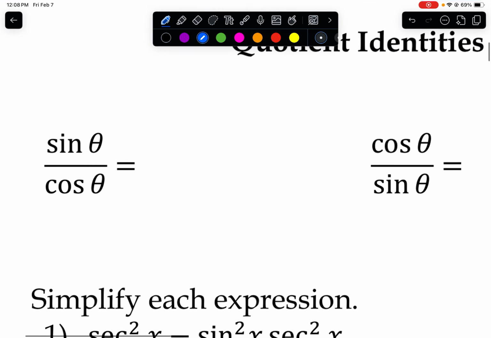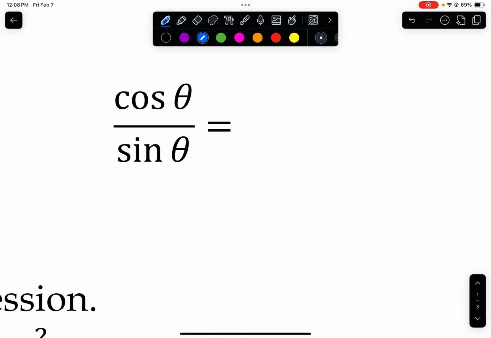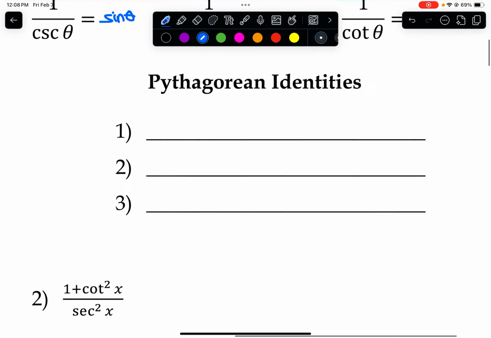Now we're going to go through the quotient identities. With quotient identities, sine theta over cosine theta is going to give you tangent theta. And then cosine theta over sine theta will give you cotangent theta. Now we're going to look at the Pythagorean identities.